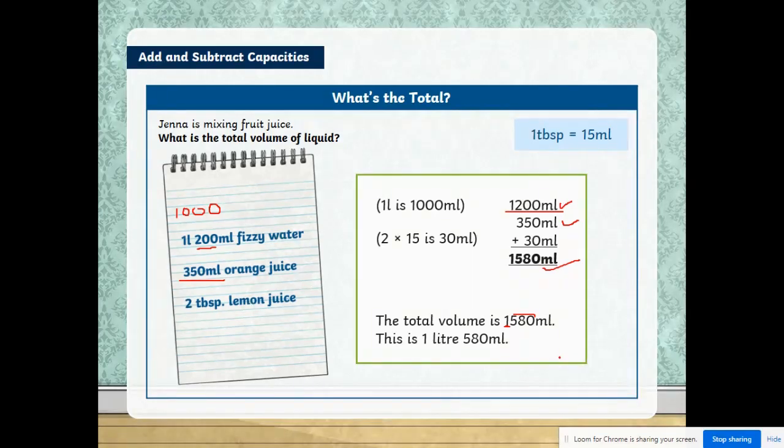So it is important to convert everything into milliliters, which is the smaller unit, and then do the addition. Remember to place the numbers in the correct place value. Otherwise, while you're adding, you will make a mistake. Let's move ahead.